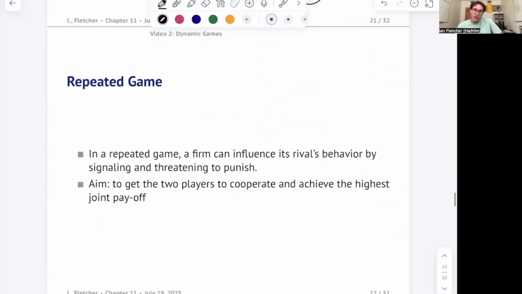And so that would be a sequential game. That would be the first mover advantage in practice. In a repeated game, a firm can influence its rival's behavior by signaling and threatening to punish.